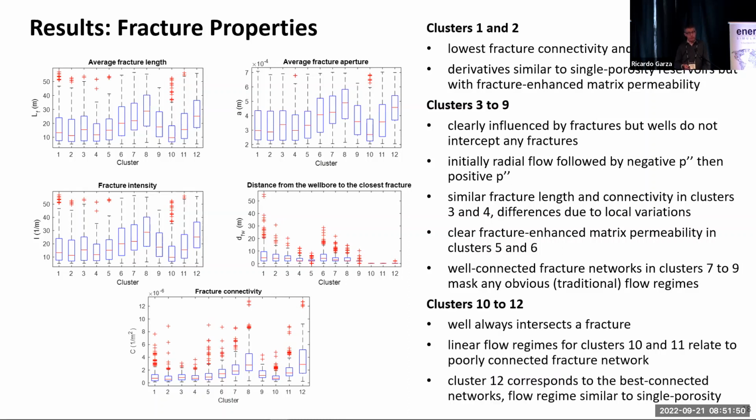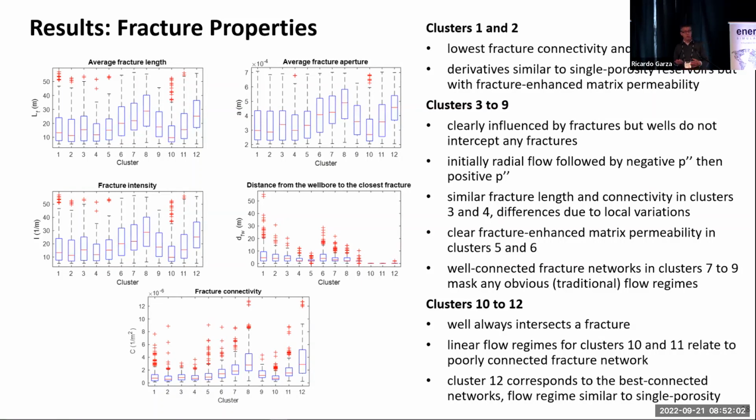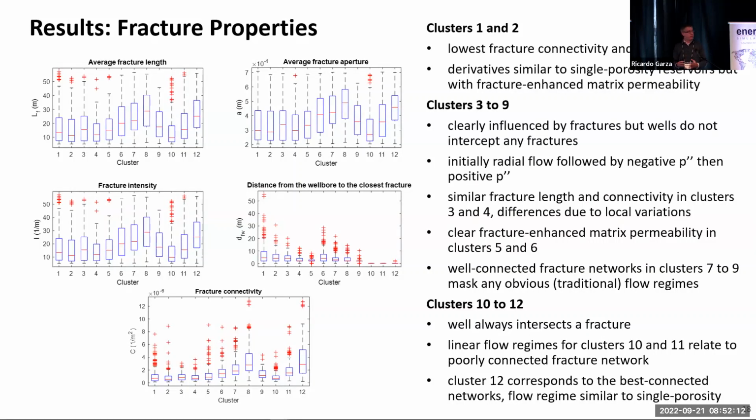Clusters 10 to 12 are the cases where the well always intercepts a fracture. We have linear flow regimes for clusters 10 and 11, and they relate to poorly connected fracture networks. Cluster 12 corresponds to the best connected network, but again, only a single porosity flow regime, not a dual porosity flow regime. So hardly any of these 2,560 pressure derivatives showed any signals that we would typically expect for a naturally fractured reservoir.